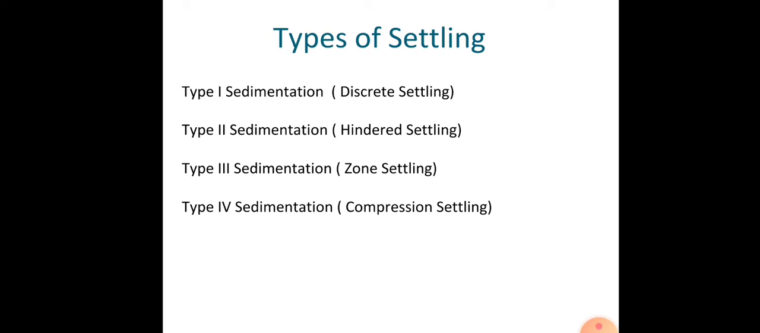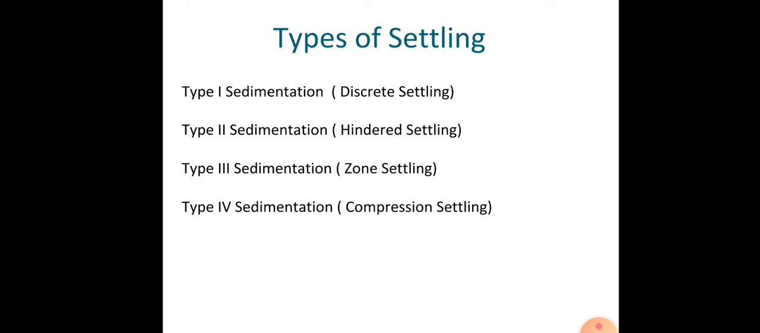Now coming to the second type, hindered settling, that is type 2 sedimentation. This actually refers to a dilute suspension of particles, but in this case the particles will coalesce or flocculate during the sedimentation process. So there will be hindrance to the movement of one particle over the other.